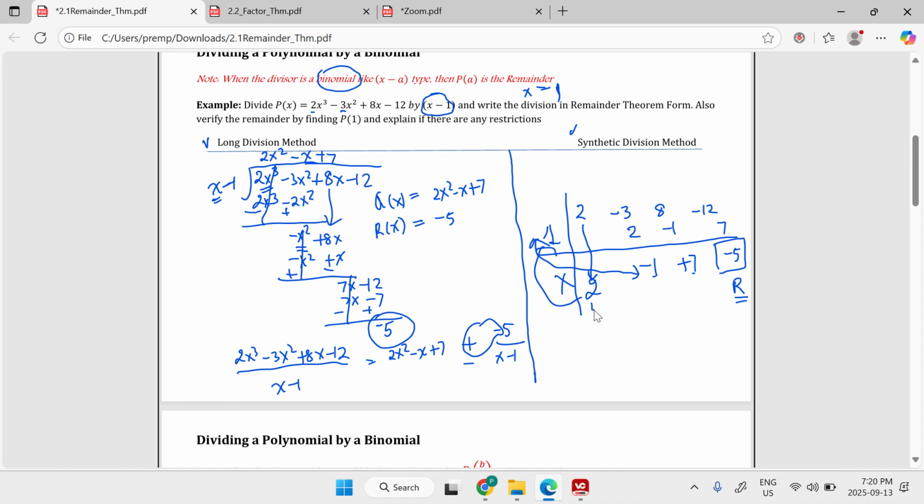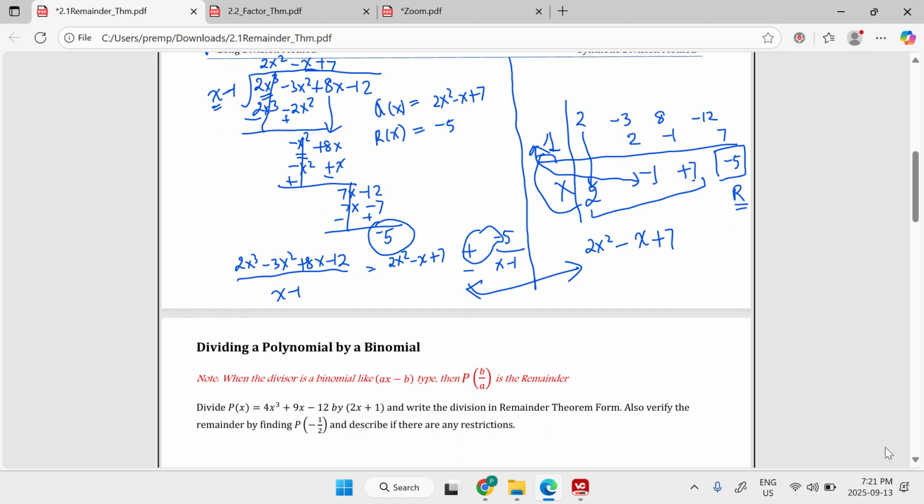And these terms that you have, you just have to reduce the degree by 1 from the original. So we have here degree 3. So we have to write degree 2 here. So it will come now 2x² minus 1x, that means just x, and then plus 7. And your remainder is negative 5. And you can see both these expressions, they are giving you same values. Okay, so long division you have to go through multiple steps, but synthetic division you can do in a single step.